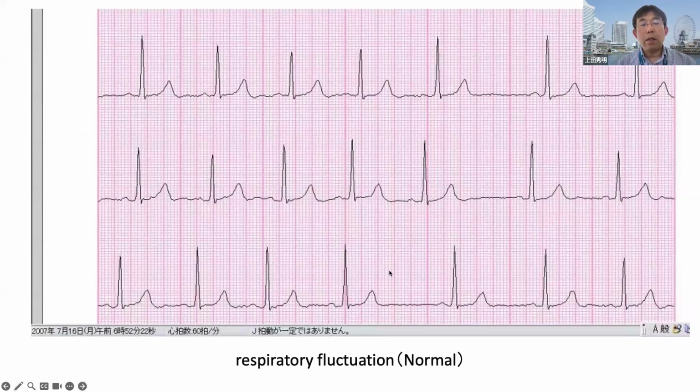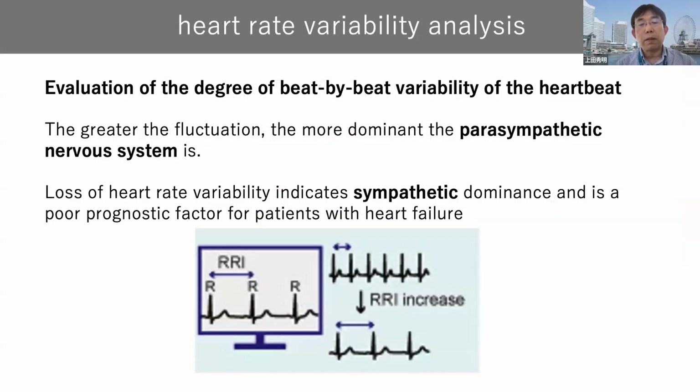So here, these are the respiratory fluctuations. If the patient is below 6 years old, the RR intervals will be affected by the respiratory phase. But as the patient grows older, this kind of fluctuation decreases. By about 10 years of age, it will be harder to see this kind of phenomenon. So this is only for young children.